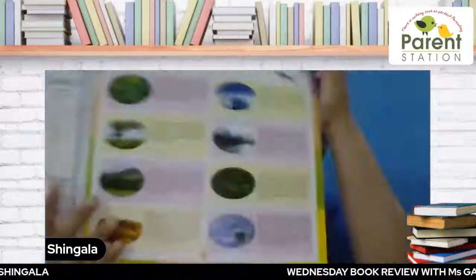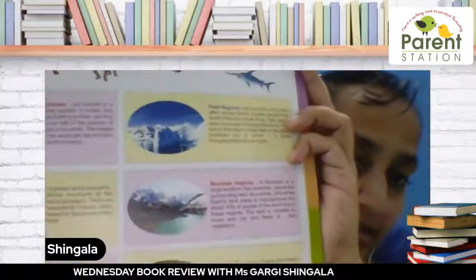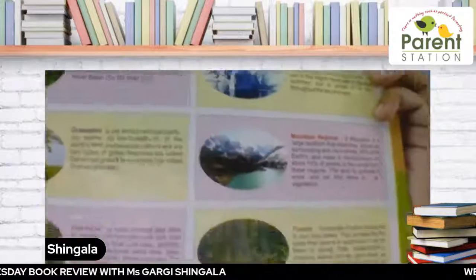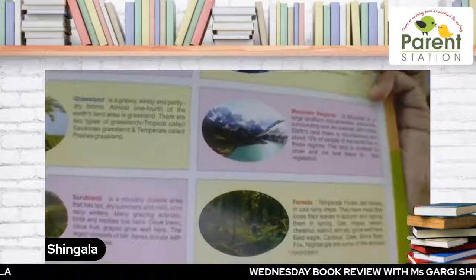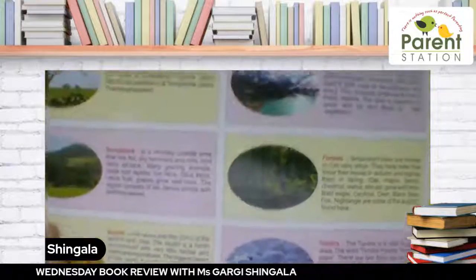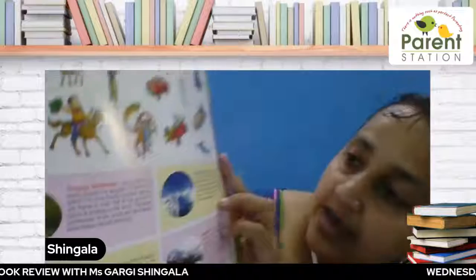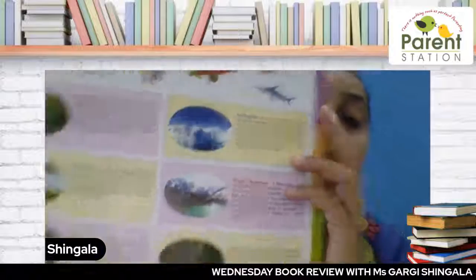Here it also has what is called a tropical rainforest. Right, you can see here grasslands, then it has shrubland, desert, tundra, forest, and polar regions. So what are these regions? What is the climate of that region? What are the weather conditions prevailing there? Everything is nicely given in the book.